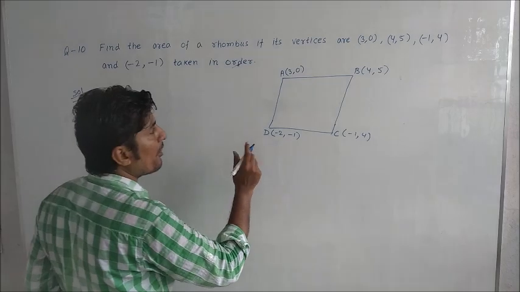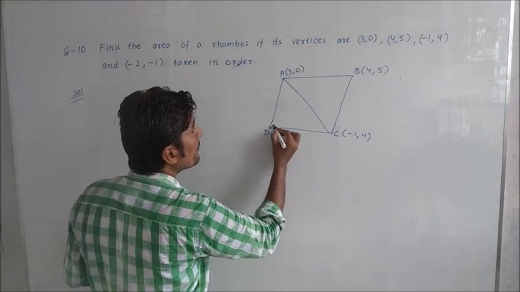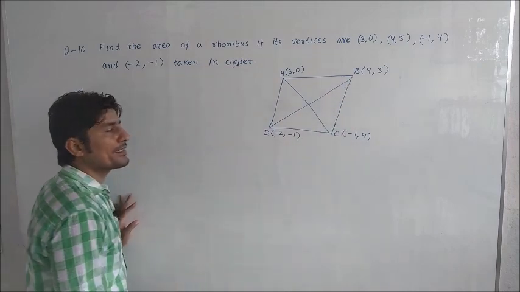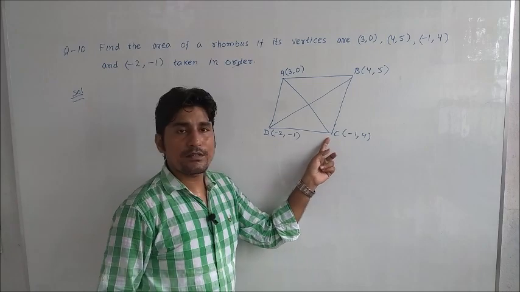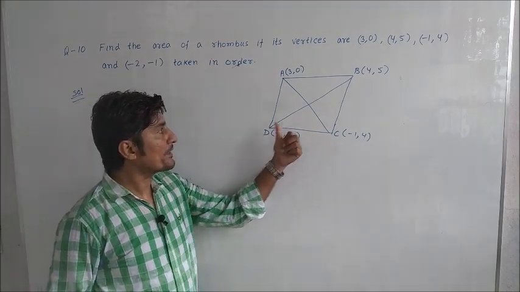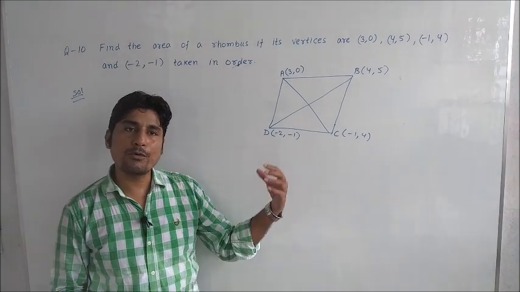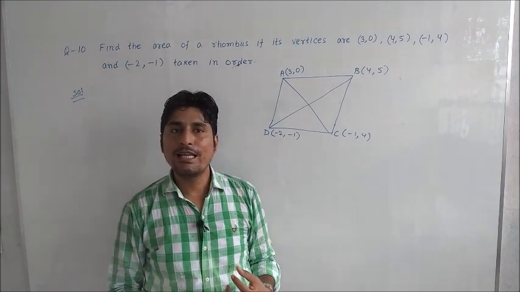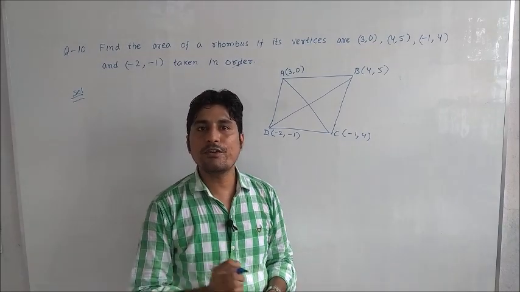As we know, the area of a rhombus is equal to 1 upon 2 into D1 into D2, meaning first diagonal into second diagonal. So first of all we have to find the length of the first diagonal, that is AC, then the length of the second diagonal, that is BD. After finding the measurement of both diagonals, we can use the formula: area of rhombus equals 1 upon 2 into D1 into D2.